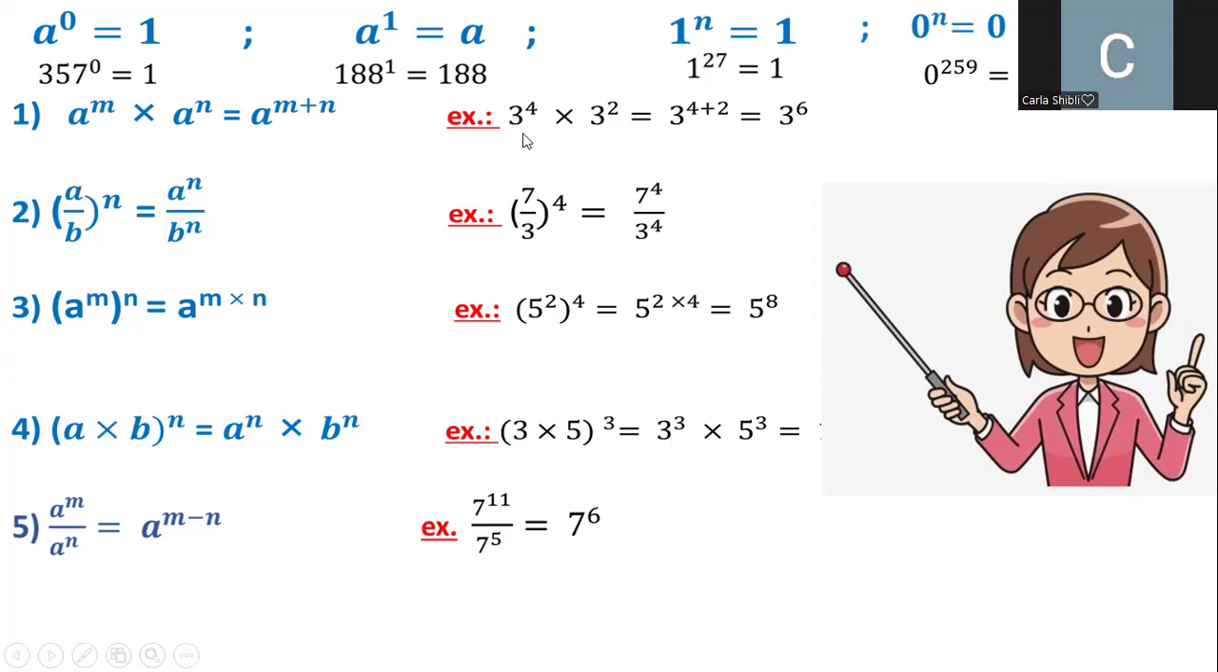As an example, I am multiplying 3 to the power 4 by 3 squared. So I keep the base 3 and I add 4 plus 2. So my answer will be 3 to the power 6.